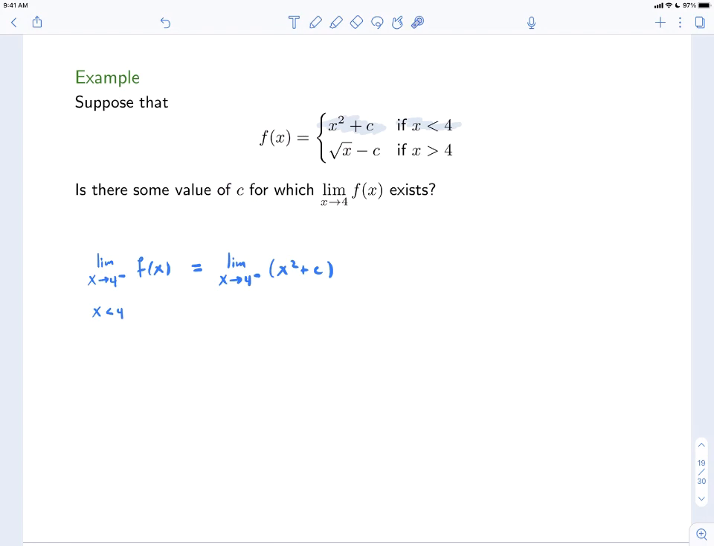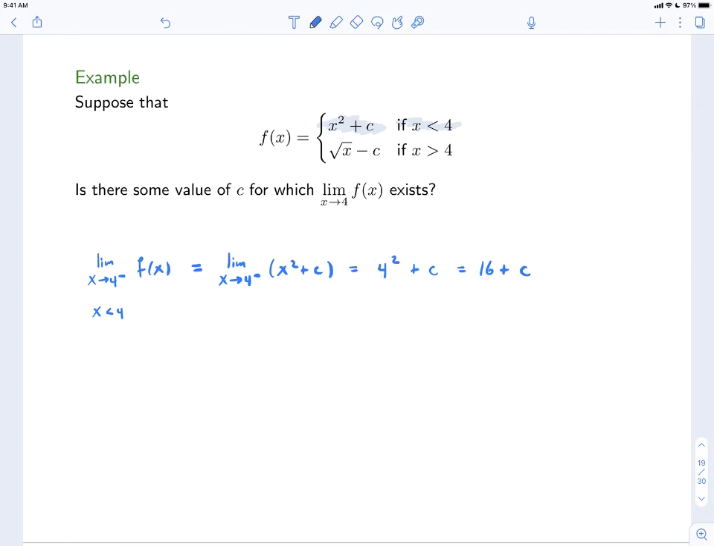All right. The limit as x is approaching 4 from below of x squared plus c. Well, if x is getting close to 4 from below, then x squared is getting really close to 4 squared. So this is going to be close to 4 squared plus c, which is 16 plus c. If x is really close to 4, then x squared is close to 4 squared, which is 16.